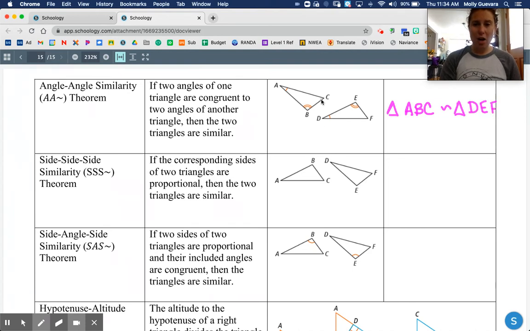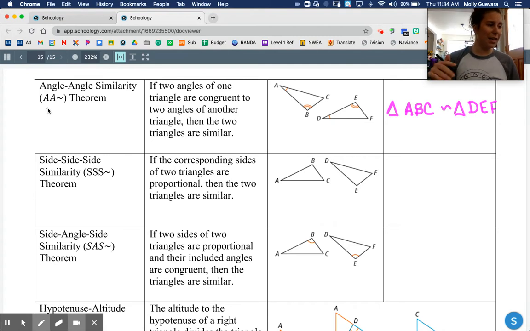What it basically automatically means is that C and F are also congruent. We just don't need to do the extra work to find that, because if two of the angles are the same, then the third angle is automatically the same. Just as a reminder, angle-angle does not prove that two triangles are congruent. It only proves that two triangles are similar.